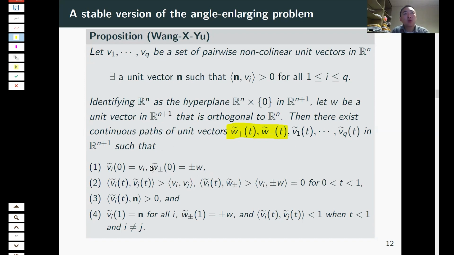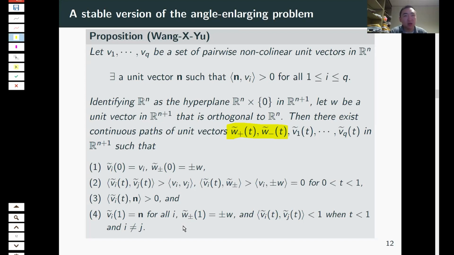Okay. Now during the deformation, we still want to increase all the inner products. So for these Vi's, they become larger. And between V and W, they also become larger, and they are originally 0. Okay. And we also need to have the n property. After the deformation, they're all equal to the vector n. And the W plus and W minus path get back to W plus and minus. Okay. All right. So this is what I mean by the stable version.